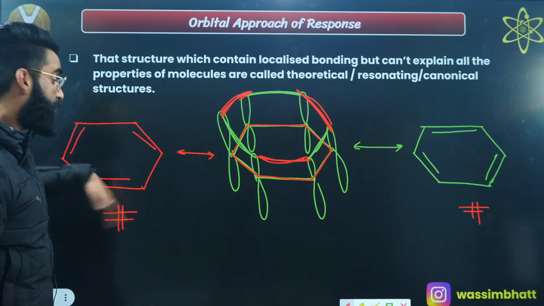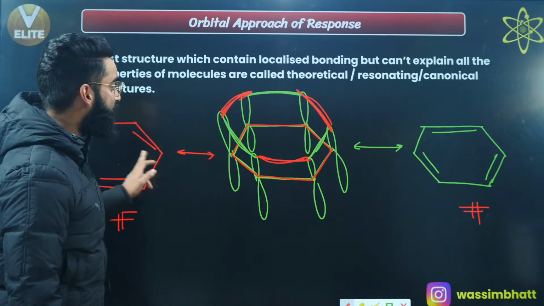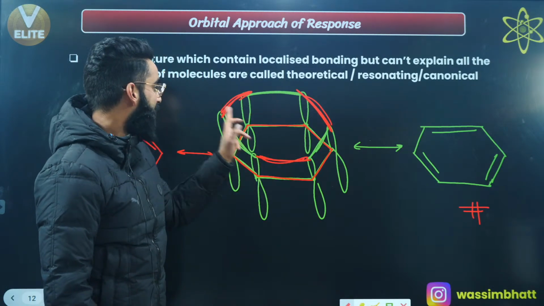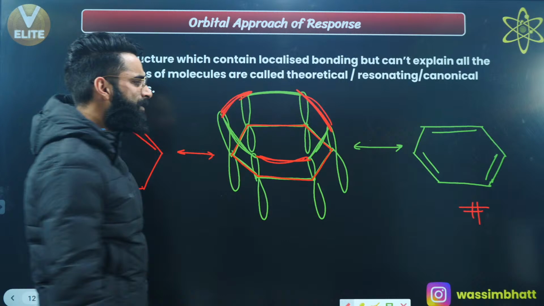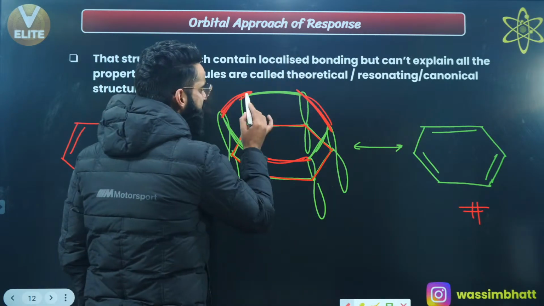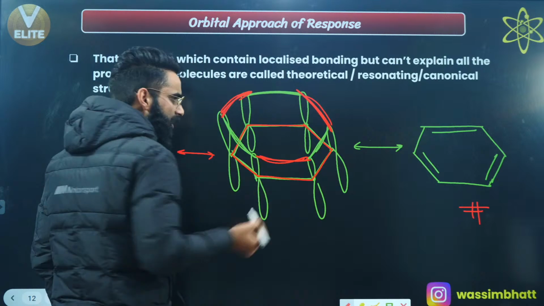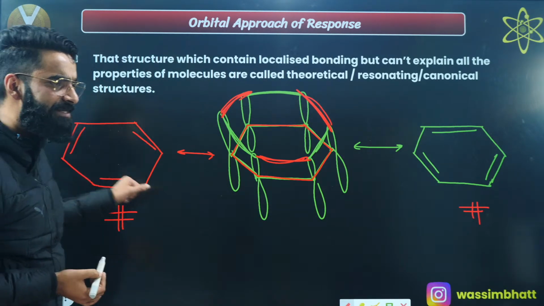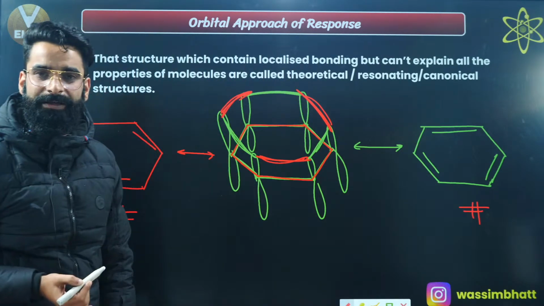This is one of the probable cases that this would have been the structure of benzene if these two p orbitals would have overlapped parallelly. Similarly, this would have been the structure of benzene when these two atomic orbitals of p would have overlapped. So this is not the actual structure of benzene, and neither is this. So what is the actual structure of benzene?